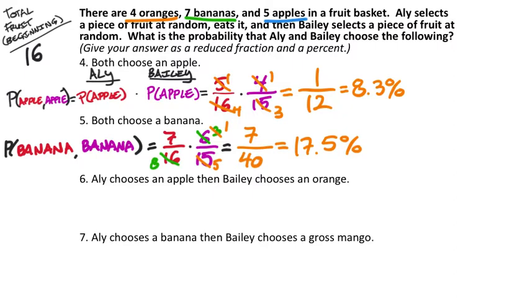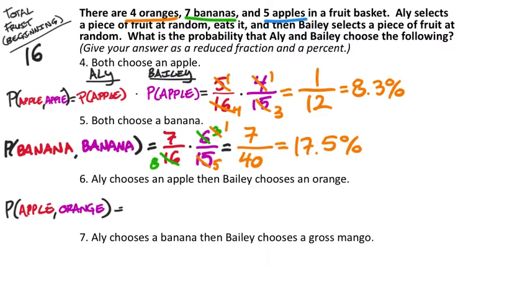Now on number 6, it's changing the probability, right? So on this one it says Allie chooses an apple and then Bailey chooses an orange. So I'm going to keep these colors the same. Red is for Allie, purple is for Bailey. And Allie is going to choose an apple again. You've seen that probability before, that's okay. And then Bailey is going to choose an orange. All right, and we're going to figure out both of these probabilities separately.